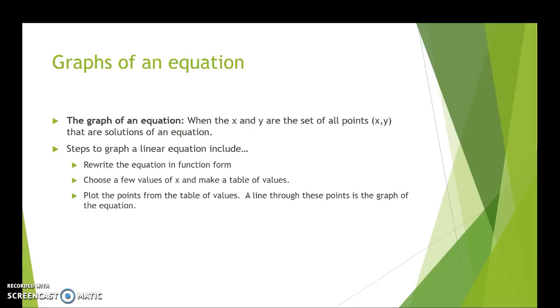Well, now we're going to continue with this and take it a step further, where we are going to graph those points on a coordinate plane. The steps to graph a linear equation: you're going to rewrite the equation in the form of y equals, sometimes called ax plus b. So you put it in function form. Then you're going to choose a few values of x and solve for y to create a table of values. And then you're going to plot the points from the table of values, and you're going to create a line. You're going to create a graph on that coordinate plane.